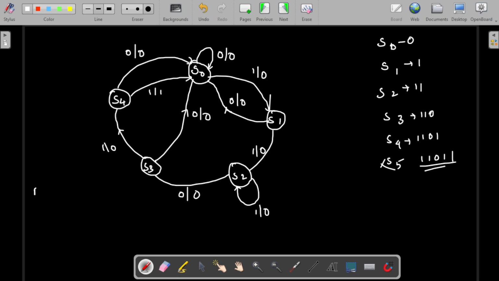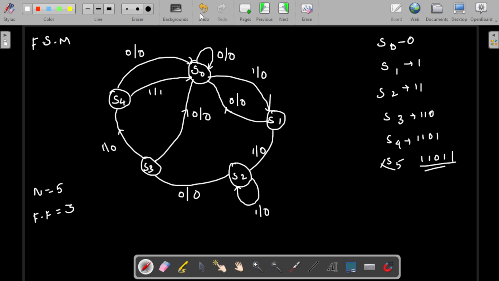The number of states n is equal to 5, so the number of flip flops required is equal to 3. Now you can write a table like present state, next state, input, output, use any kind of flip flop, and even draw the circuit. That is not needed, as they ask us to draw the finite state machine diagram only, which we have done. So this is for non-overlapping.